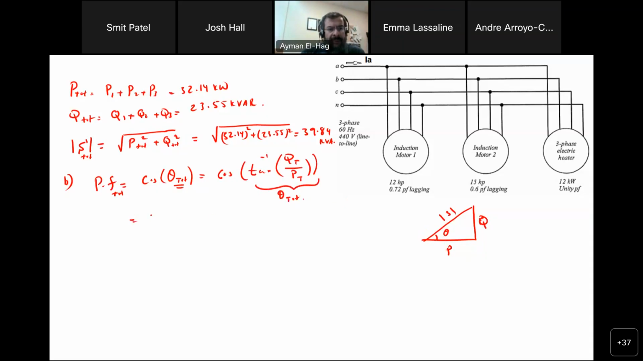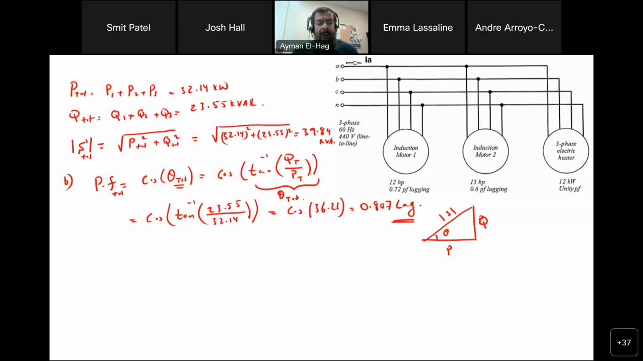So this is equal to cosine of tan inverse of Q total, which is 23.55, divided by 32.14. This angle will be 36.23, and the cosine of it is equal to 0.807 lagging. So that is my total power factor, including all these three loads. Now, why is it lagging? Because my total P has a plus sign. So this will be lagging. As I said, that is what is expected from any load, that the power factor is lagging.